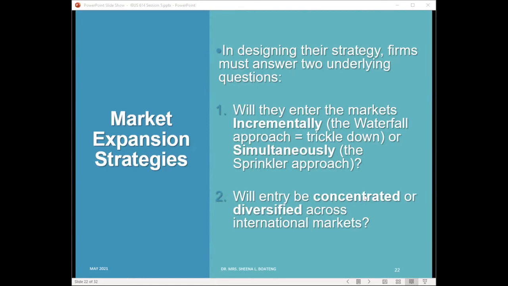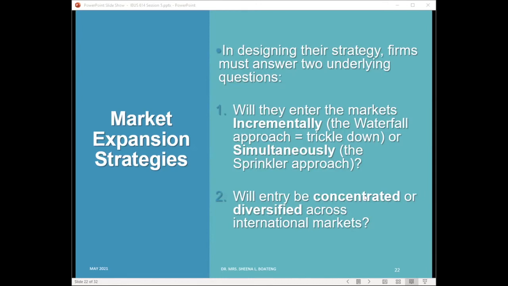So the incremental approach, like we said, is very representative of the Uppsala model or the stages approach. And then the simultaneous approach is more representative of the interaction and contingency models, which are specifically related to the transaction cost analysis and the network approach, right? Now, aside from that, we have the patterns. And here, the patterns of which markets to enter into could either be in a concentrated pattern, where the firm enters few markets at a time, or a diversified pattern where a firm enters several markets at a time.